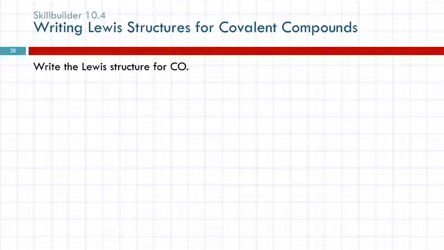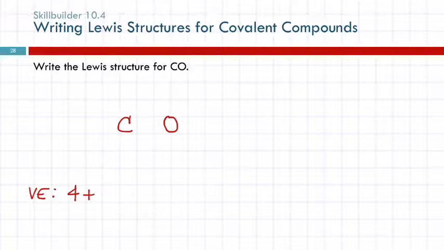Well, this molecule only has 2 atoms. So they must be connected to each other. So that makes the skeleton pretty easy. We're going to have the carbon connected to the oxygen. How many valence electrons does this compound have? Well, how many valence electrons does the one carbon atom have? It has 4. And how many valence electrons does oxygen have? 6. And 4 plus 6 is 10. So we can put 10 dots in our diagram. There's no charge, so we don't have to mess with that.